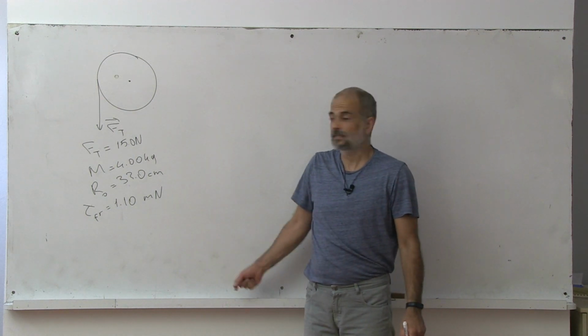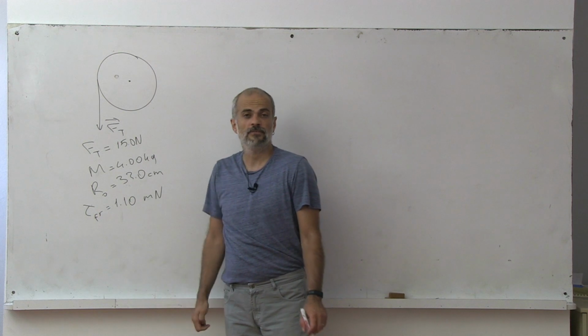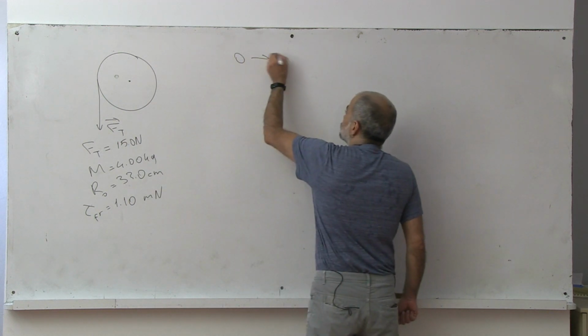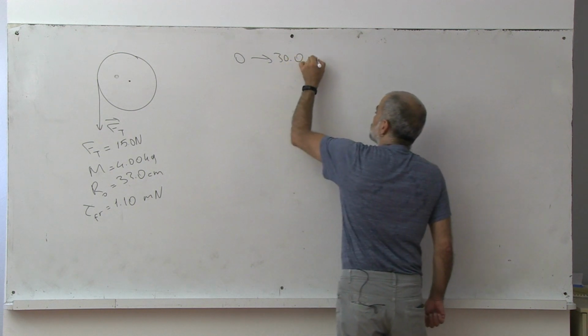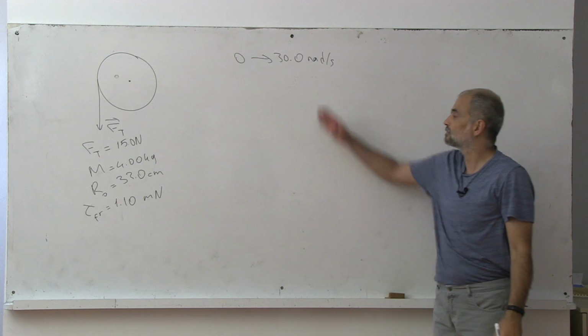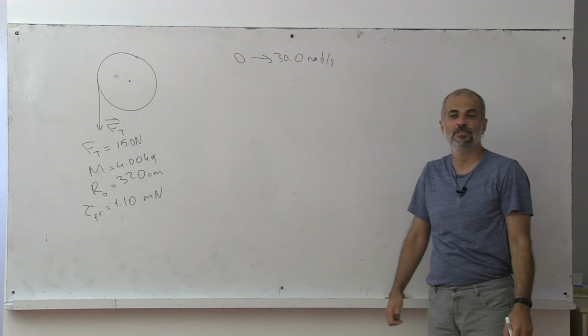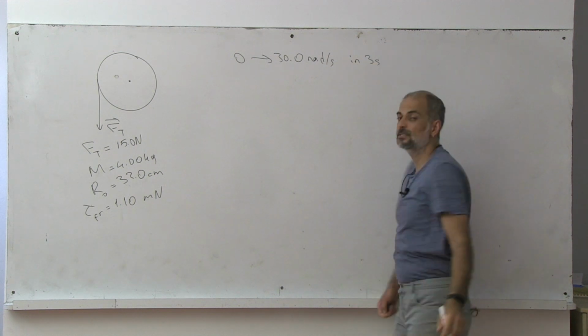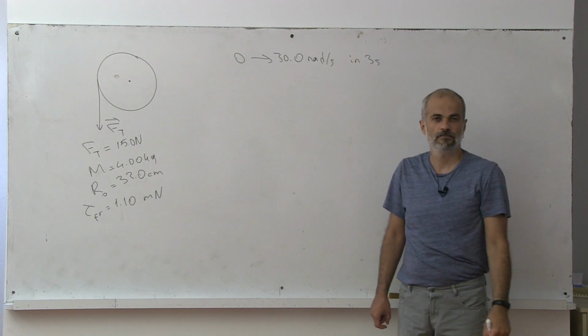And it is observed that under the influence of this force, the pulley accelerates from 0 to 30 radians per second. So its angular velocity changes from 0 radians per second to 30 radians per second in 3 seconds. So what is the moment of inertia of this system?